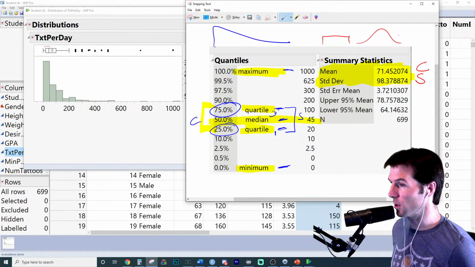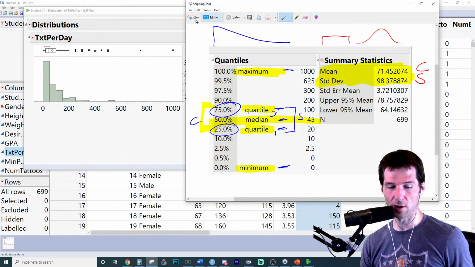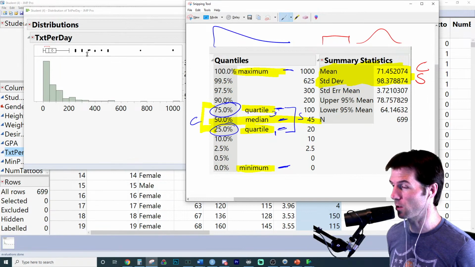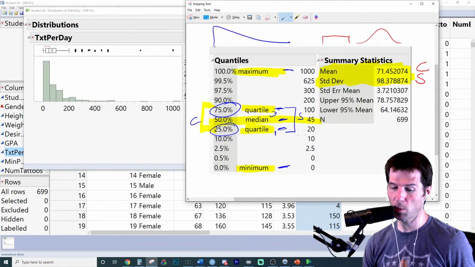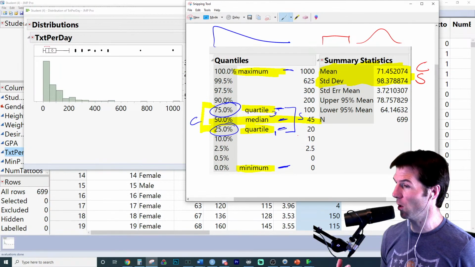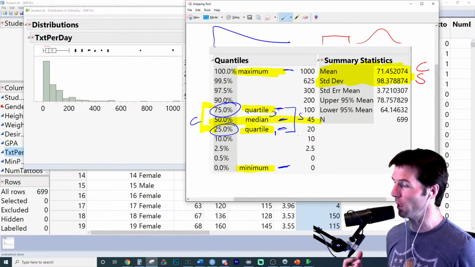The distribution of students' texts per day is heavily skewed to the right, with extreme outliers of students who texted 1,000 times, nearly 800 times, and in the 2 to 500 range. Because of this extreme skew, the proper measure of center will be the median, which represents the 50th percentile of texts per day, and is 45 texts. The proper measure of spread is going to be the IQR, which represents the range of the middle 50% of texts per day, going from 20 to 100, having a value of 80.